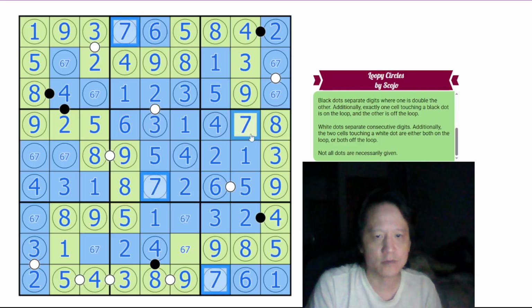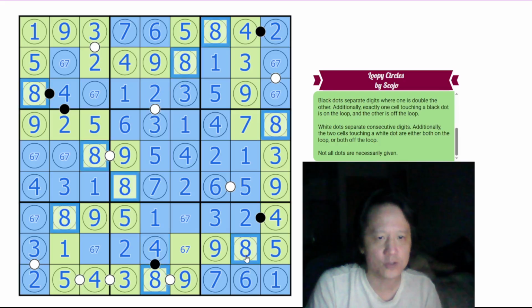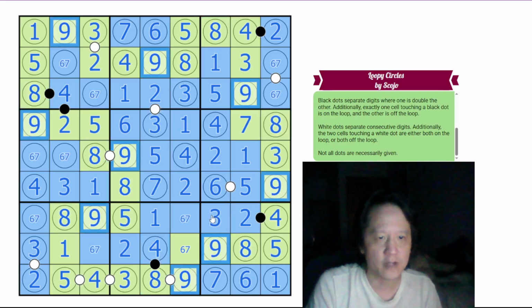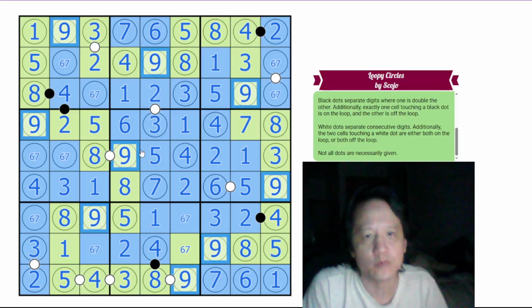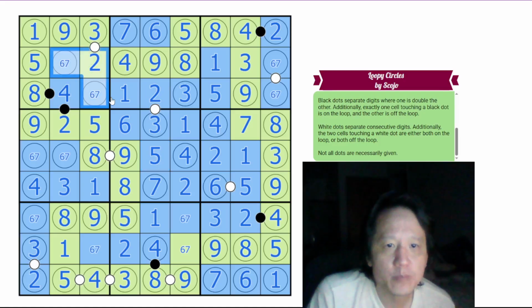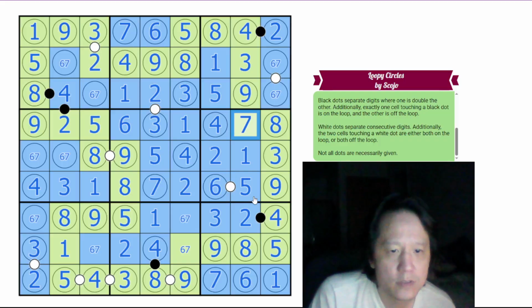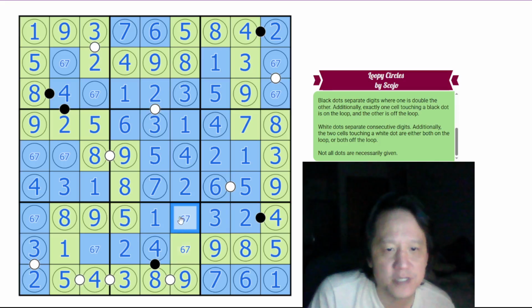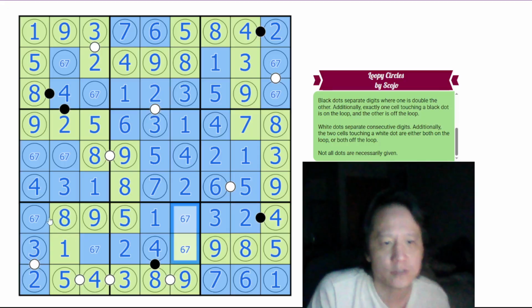6s, we have to count. 7s. 8s. Should be 8 8s in circles on the loop. And 9 should have 9 9s in circles on the loop. So there's a pair here, there's a pair here. We have how many 7s? So this is a 7 off, not in a circle. This is a 7 not in a circle. So that means the other 7s have to be in circles.